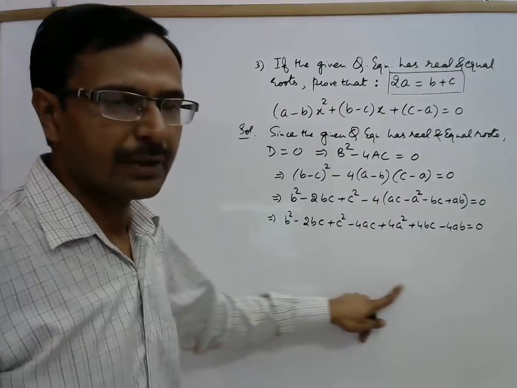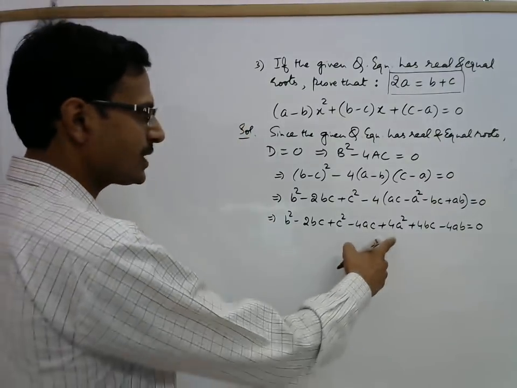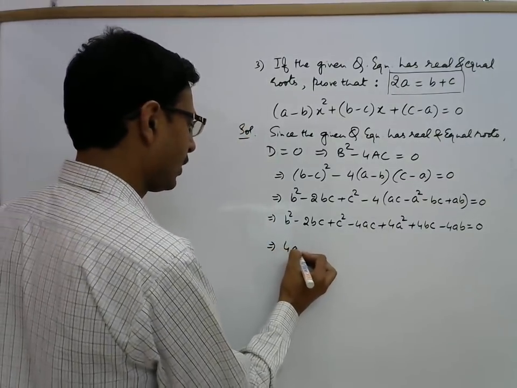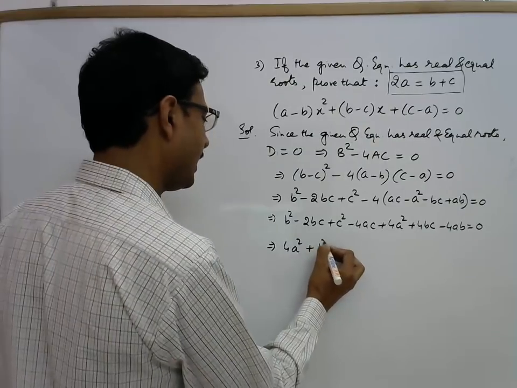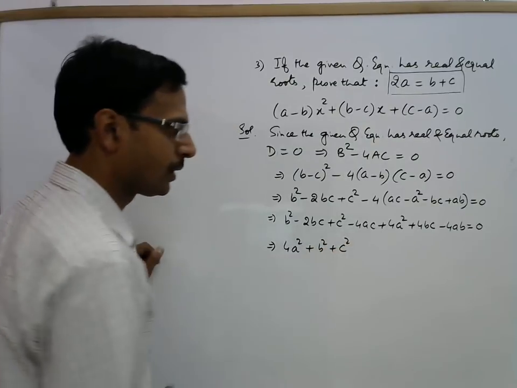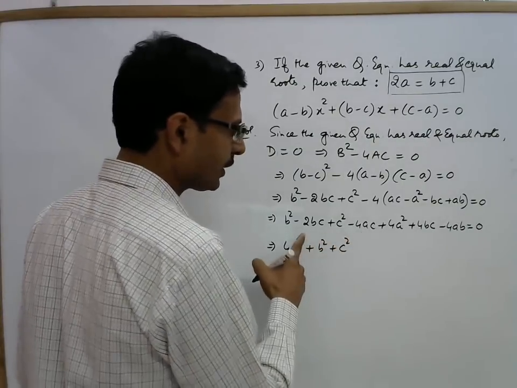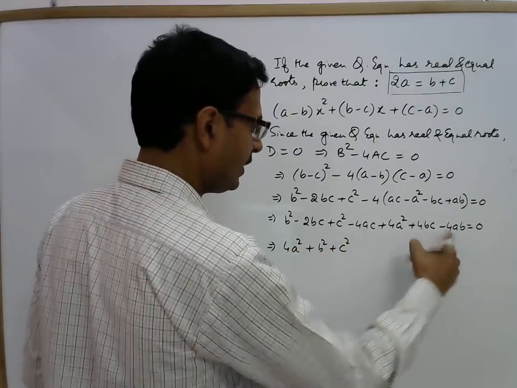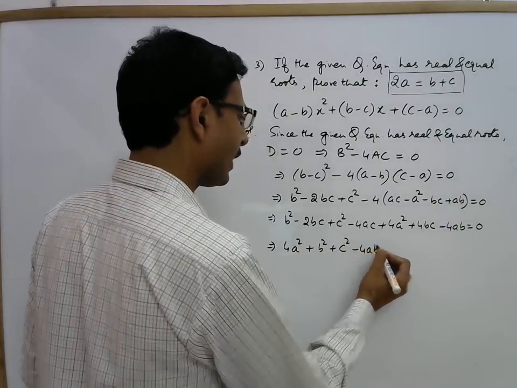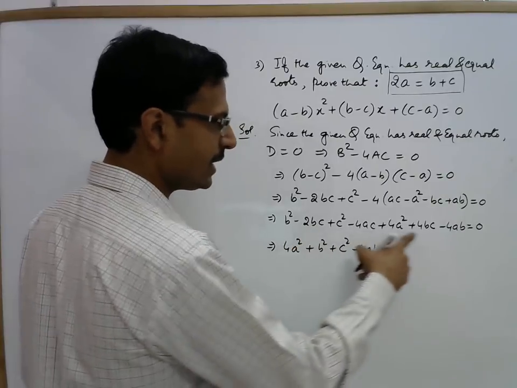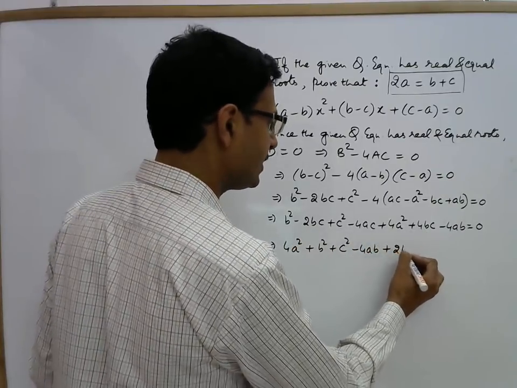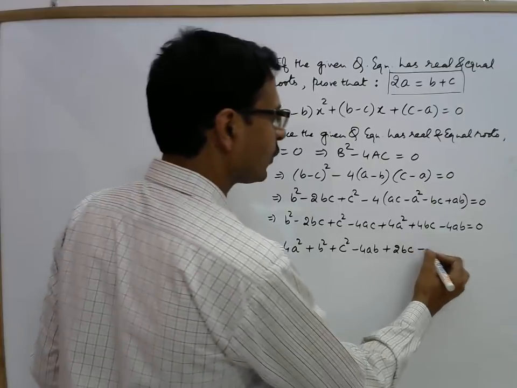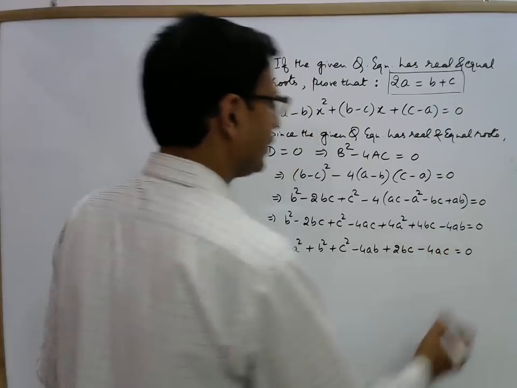Now I am writing all the terms in a sequence. First is 4a square, second is b square, and third is c square. What about the term containing ab? ab minus 4ab, bc minus 2bc and plus 4bc. So plus 2bc and ac minus 4ac equal to 0.